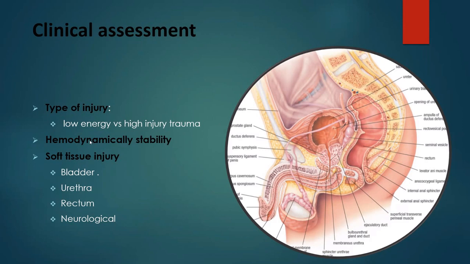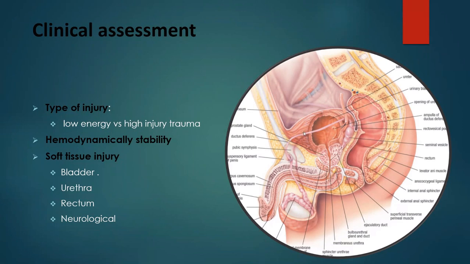As we talked before, the hemodynamic stability of the patient is the most important thing. We will treat the patient as a whole. We are not treating just the fracture. We have to consider that we are thinking about human life: life, limb, wound, and then the last thing is the fracture.